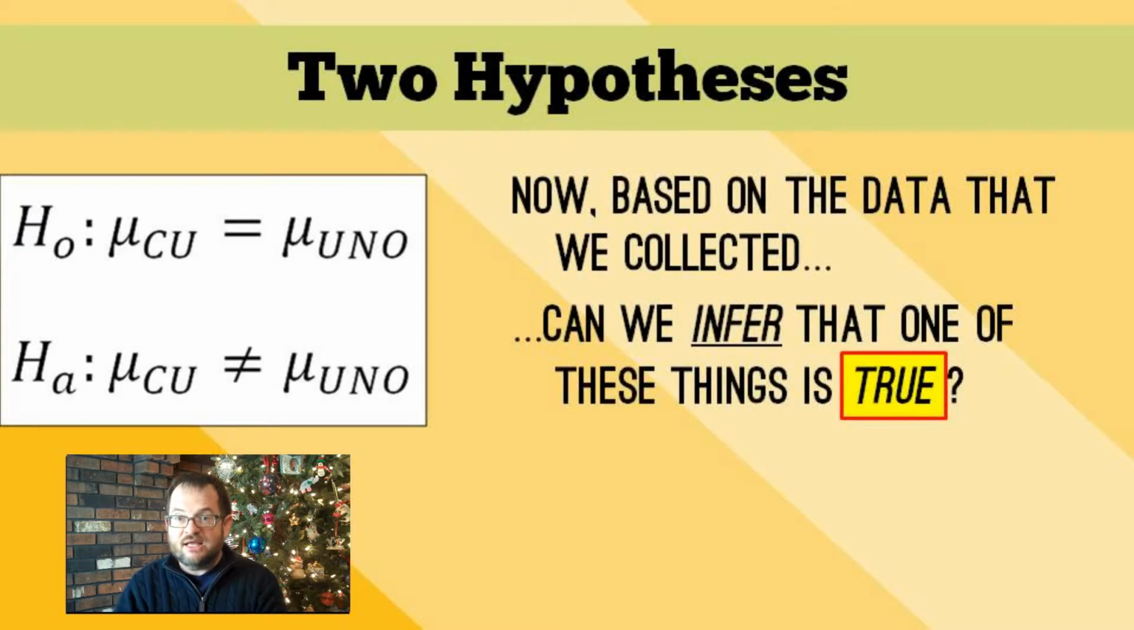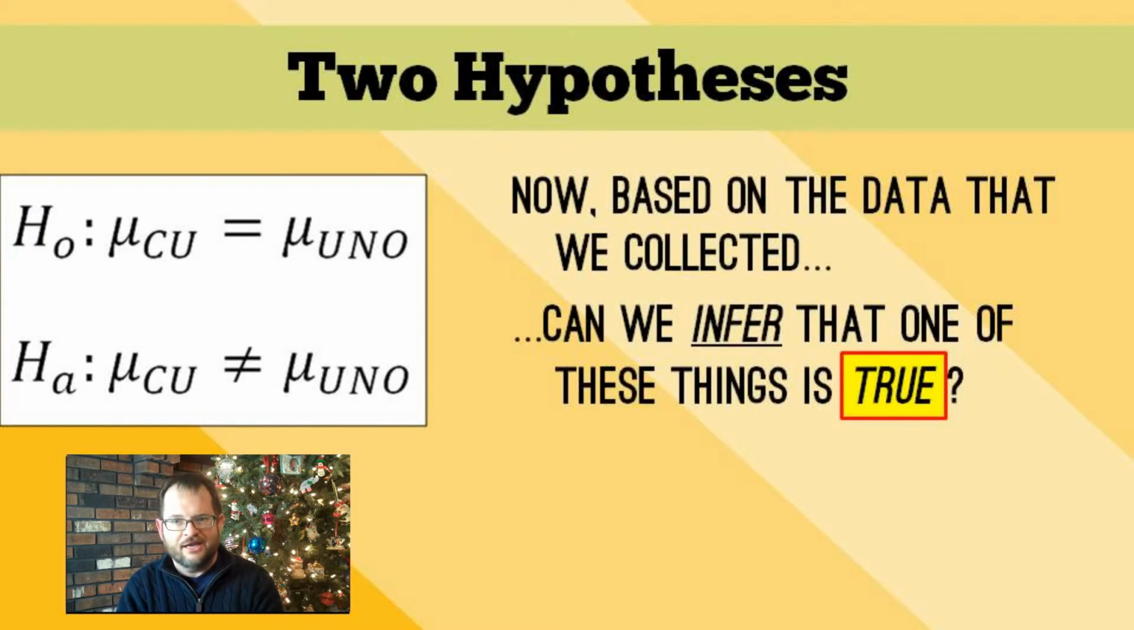Now, based on the data that we collected, okay, we measured 10 Creighton students, got their average height. Average, not mean. No, we don't have means in here. We have means here in these hypotheses, not averages. Okay, we collected 10 UNO students, and we took their measurements, and we figured out their average height. Average, not mean. We need the mean, but we don't have the mean.